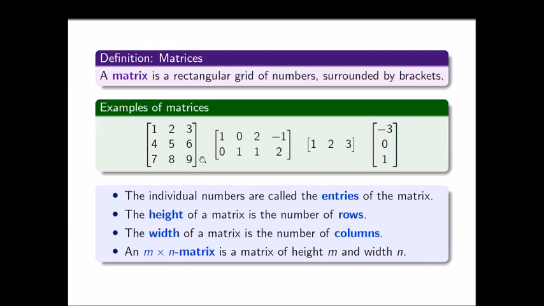So this square matrix is a 3 by 3 matrix. This is a 2 by 4 matrix, and this is a 1 by 3, and this is a 3 by 1 matrix. So I used the word square matrices. We call a matrix a square matrix when the number of rows and columns is the same.